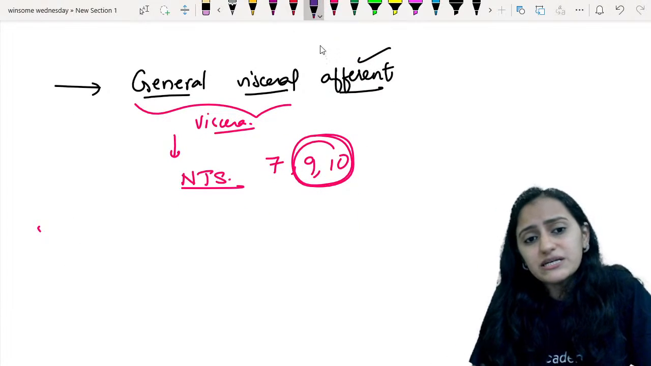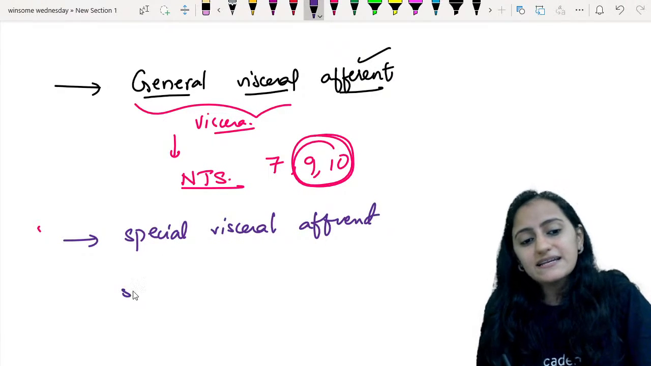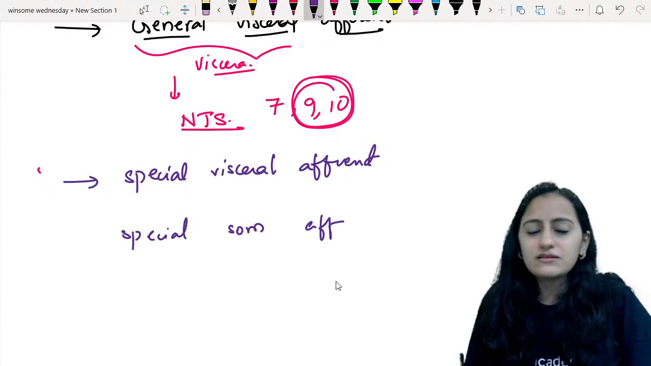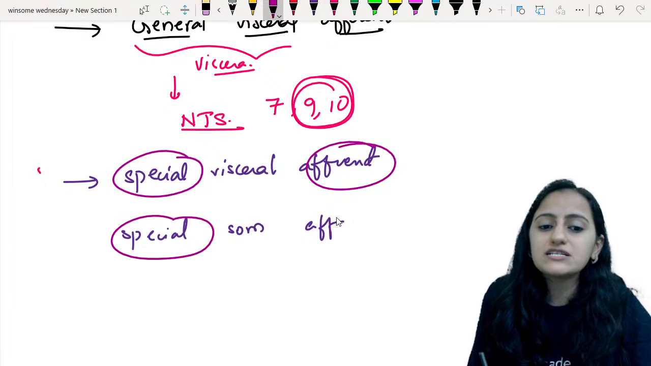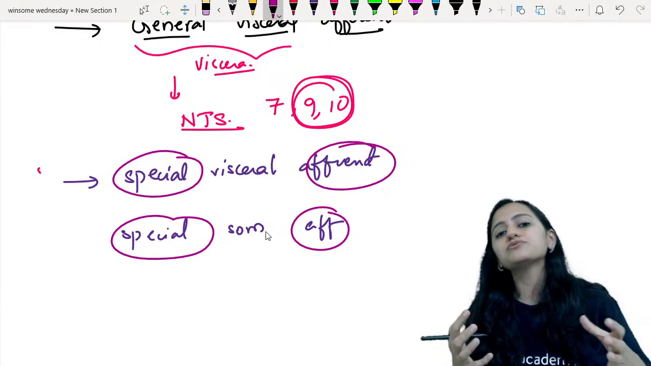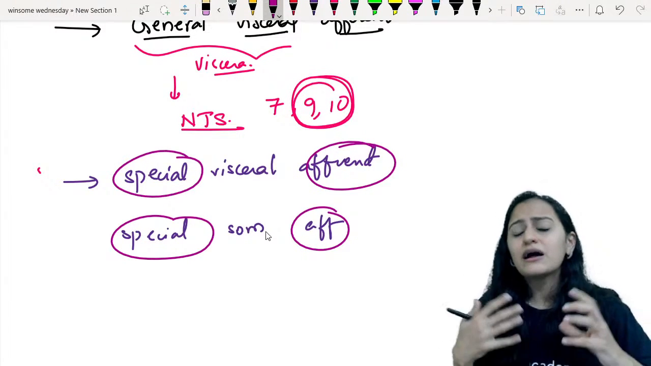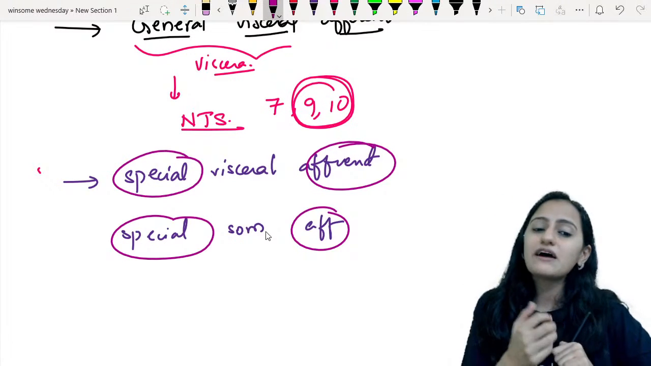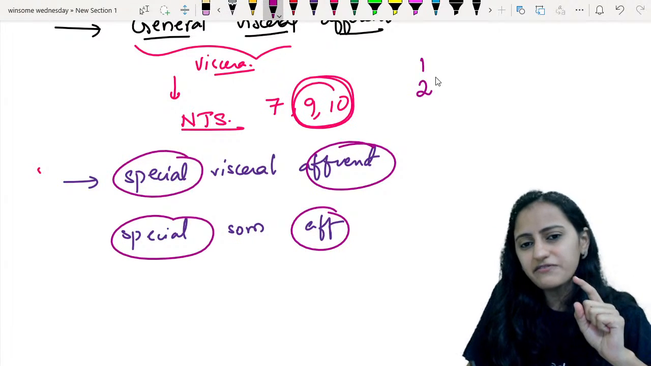What is included in your special visceral afferent and special somatic afferent? What is the difference between the two? As the term says, these are your special afferent columns. So they are going to carry your special senses. Now what are the special senses? Your hearing, then you have your taste, your olfaction and optic, the vision, cranial nerve 1 and 2.